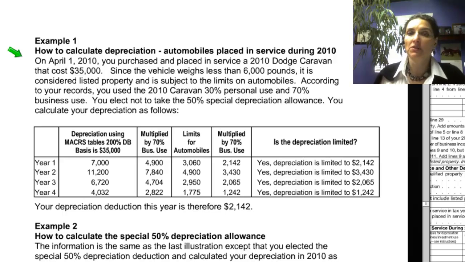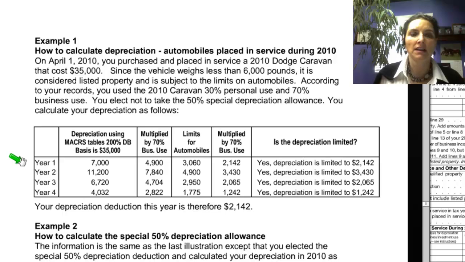So here is an example of what I mean. How do you go about calculating depreciation for an automobile placed in service during 2010? Well, on April 1, 2010, you purchased and placed in service a 2010 Dodge Caravan that cost $35,000. Since the car weighs less than 6,000 pounds, it is considered listed property and is subject to the limits on automobiles. According to your records, you use the 2010 Caravan 30% for personal use and 70% for business use. And you elect not to take the 50% special depreciation allowance. You calculate your depreciation as follows.